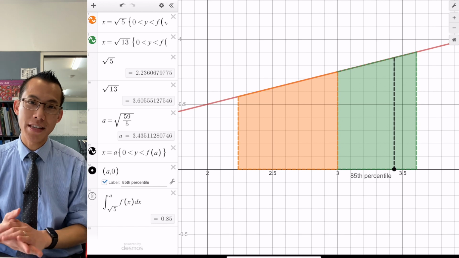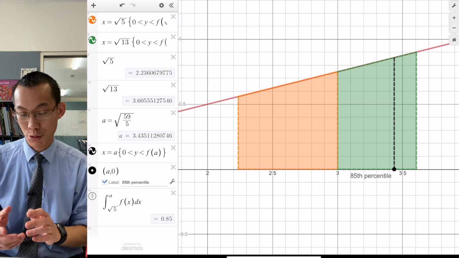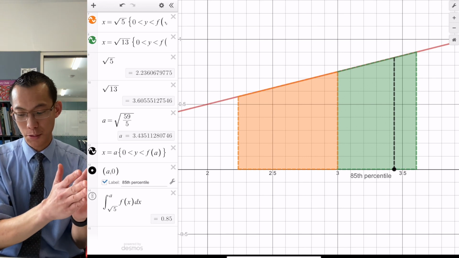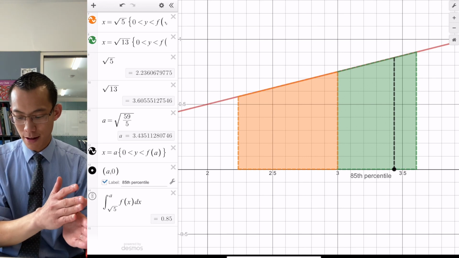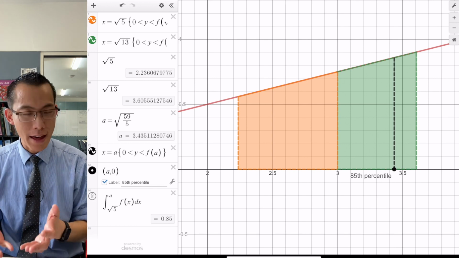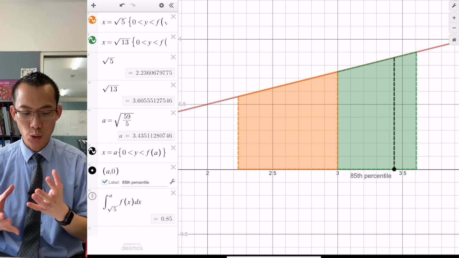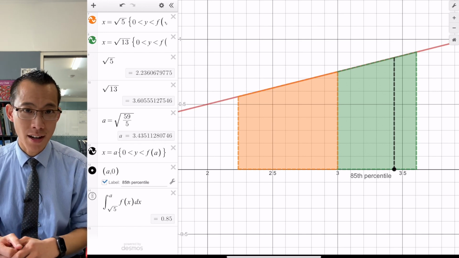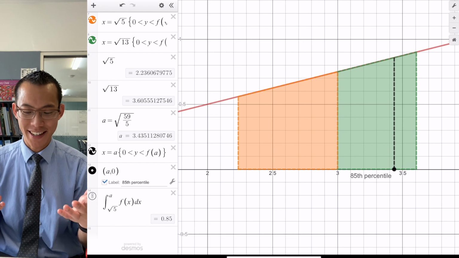I could have worked out what the 85th percentile was by also looking at the upper bound. I could have said that there's 15% of the scores above this, just as much as I could have said there are 85% of scores below it. Hopefully that makes sense, and you can see how I can use this information about the probability density function to find out any percentile or quartile or median that I like.